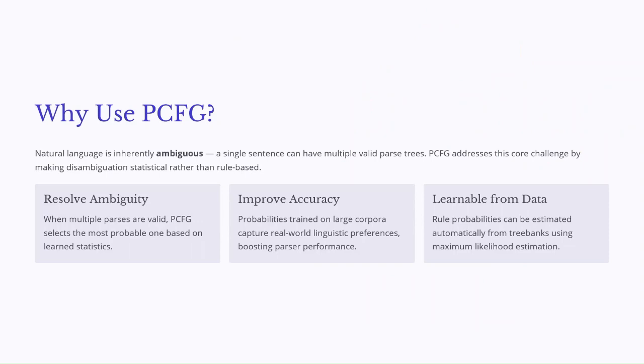So we use PCFG to resolve ambiguity, to improve accuracy, and to learn the rules from the treebanks using maximum likelihood estimation. It is mainly for ambiguous grammars, where it will be very helpful. When multiple parse trees are valid, you can go with PCFG to choose one particular parse tree.